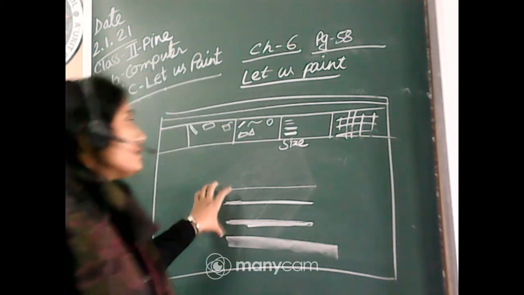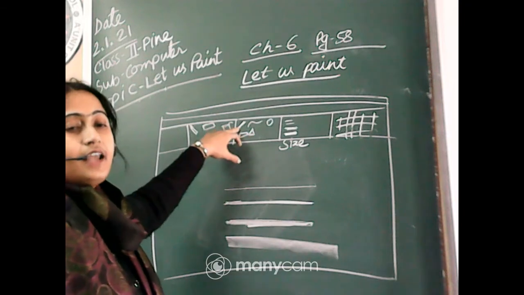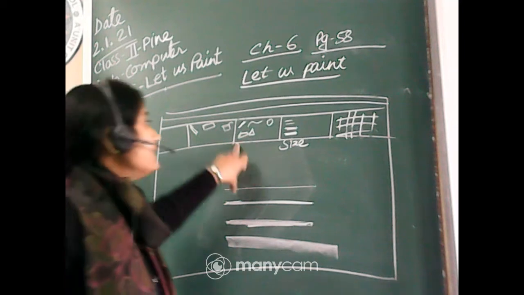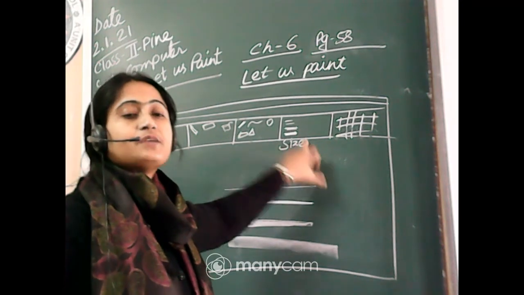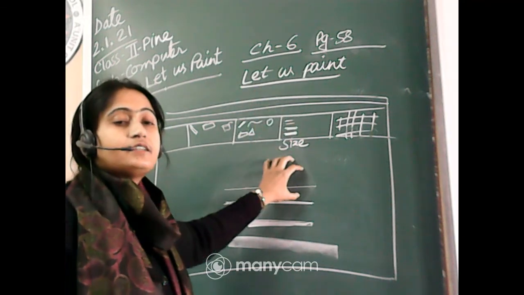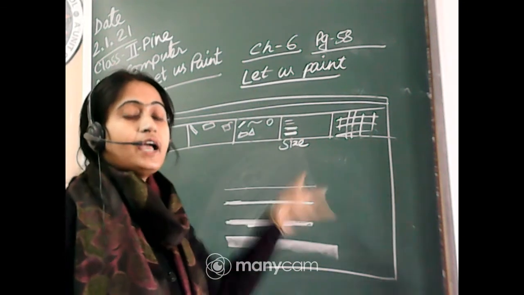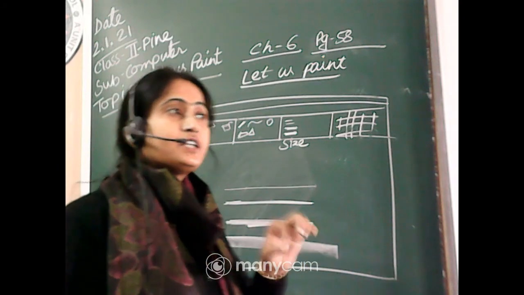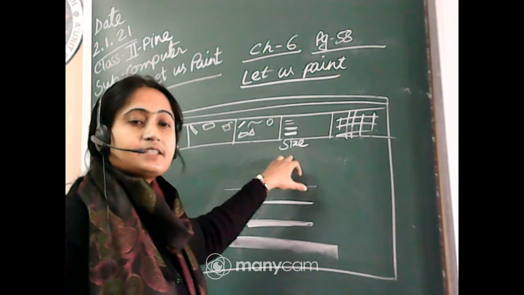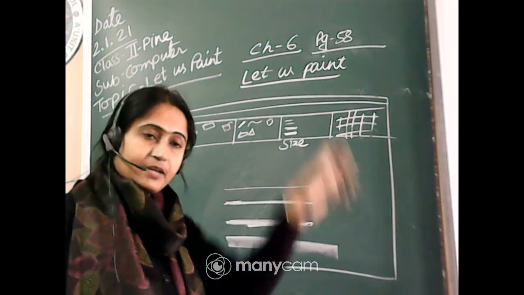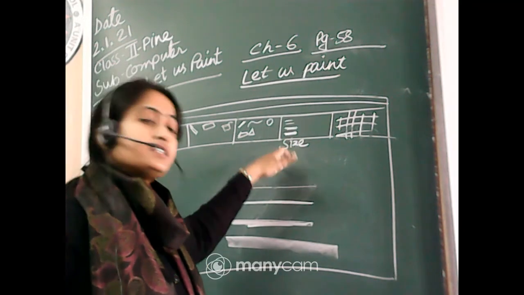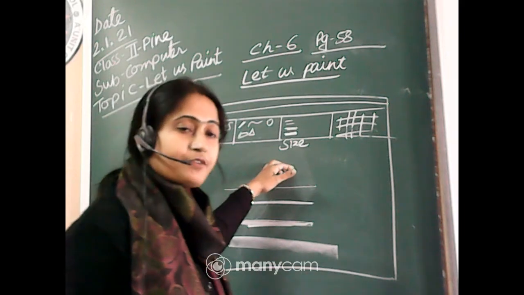And now, using the size tool, first select the line from the shapes group, and then select the size from the size button. You just click the size button, the different thicknesses of the line will show, and whichever thickness you require, you just select it from the menu. Whatever you require, you just select the thickness of the line from the size button.